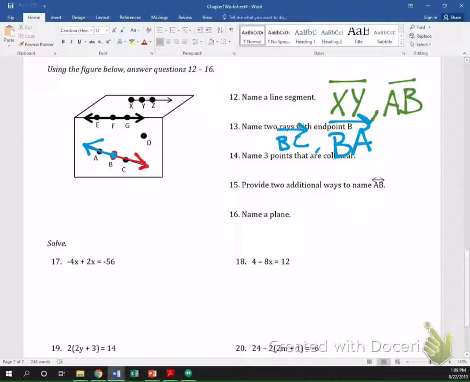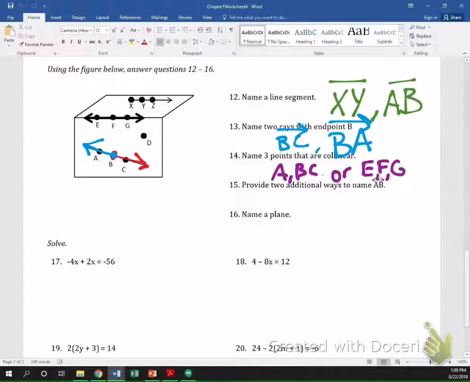3 points that are collinear. What'd you guys come up with? ABC. ABC would work. EFG. E, F, and G would work. XYZ. Yes, you can pick any of those combinations. You don't need all of these. Okay?